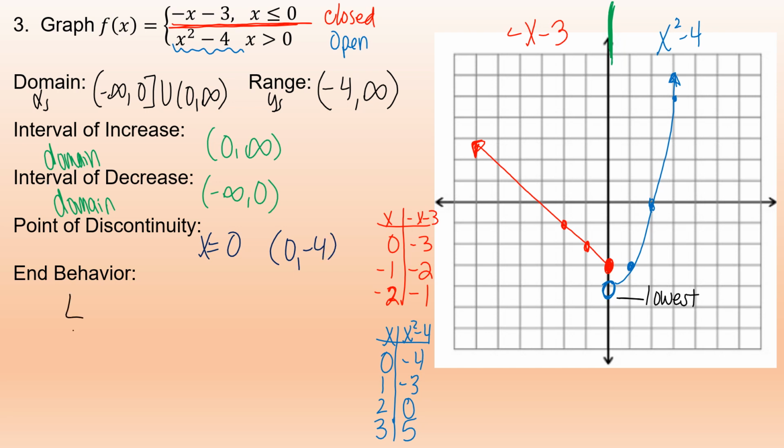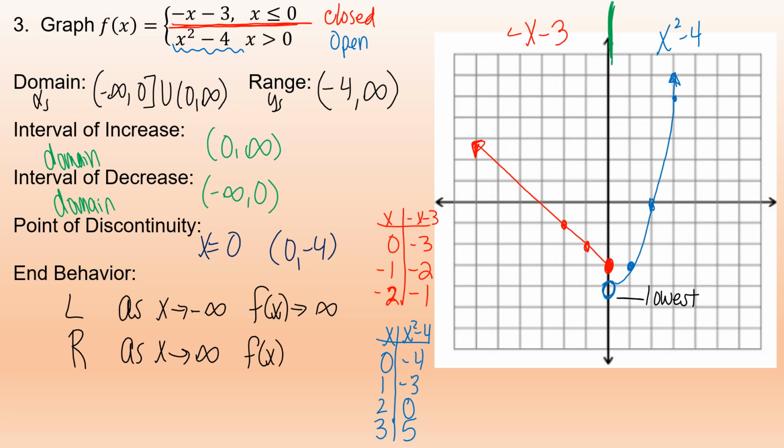And last but not least, end behavior. What does the left side of your graph do? And what does the right side of the graph do? As x approaches negative infinity, f of x, those y values are increasing to positive infinity. And as x approaches positive infinity to the right, again, those y values are increasing to positive infinity. Okay, great job.